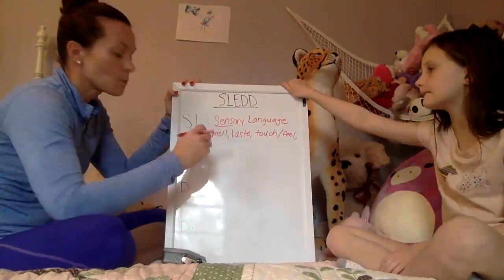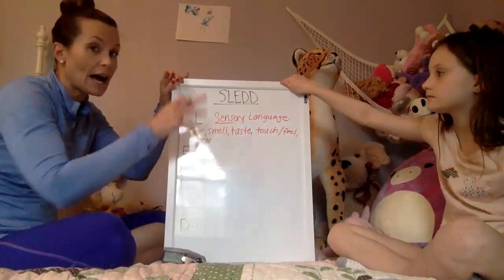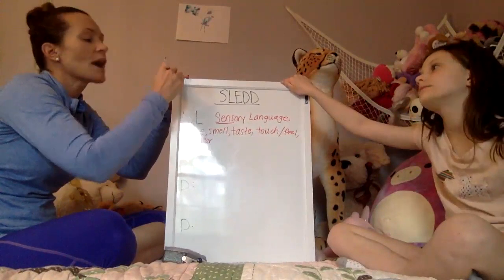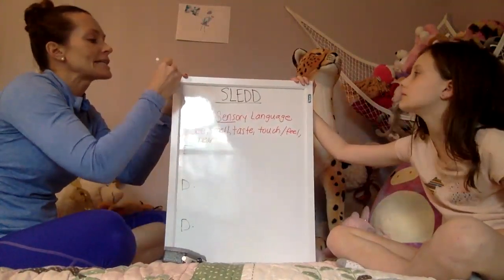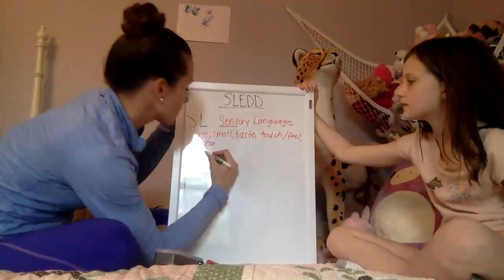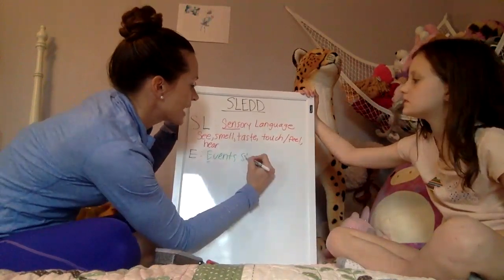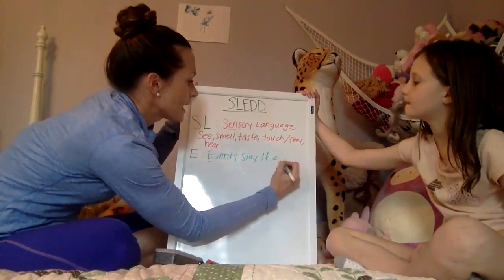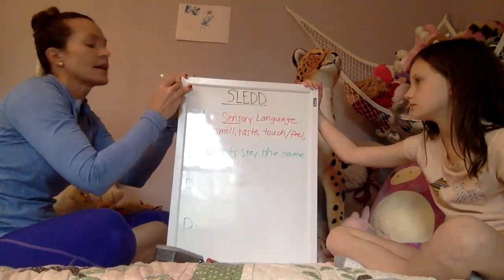Okay. All right, so what does the E stand for? Well, this is used to revise writing. When we revise writing, we want the events in our writing to stay the same. We don't want to change the whole storyline. So E stands for events. Events stay the same. And this is more applicable when you're talking about the Milestones test in 3rd grade and up.